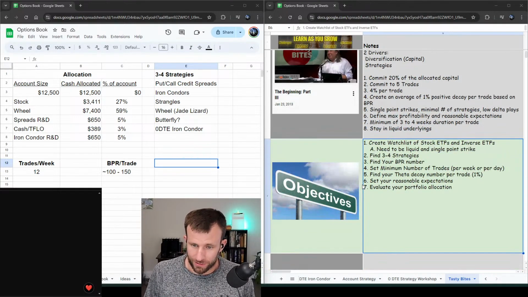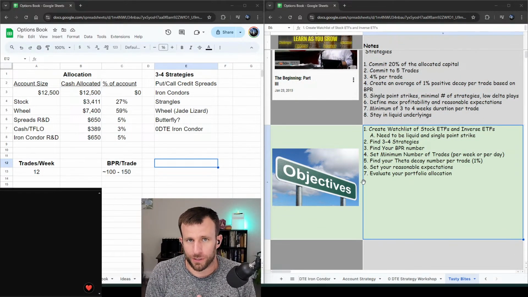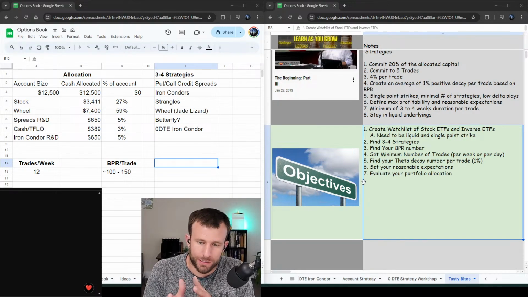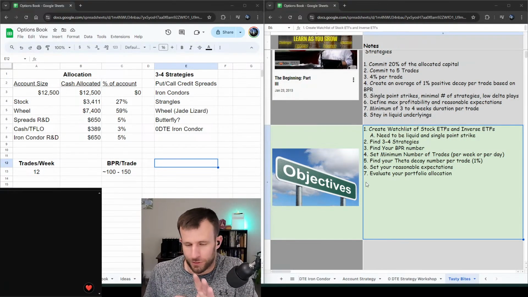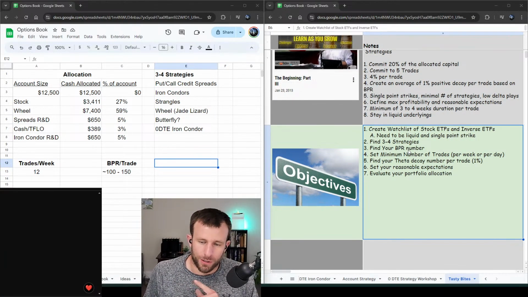So let's look at the objectives, the homework that we needed to do yesterday, just from the videos that we watched. We needed to create a watch list of stock ETFs and inverse ETFs, and they need to be liquid.